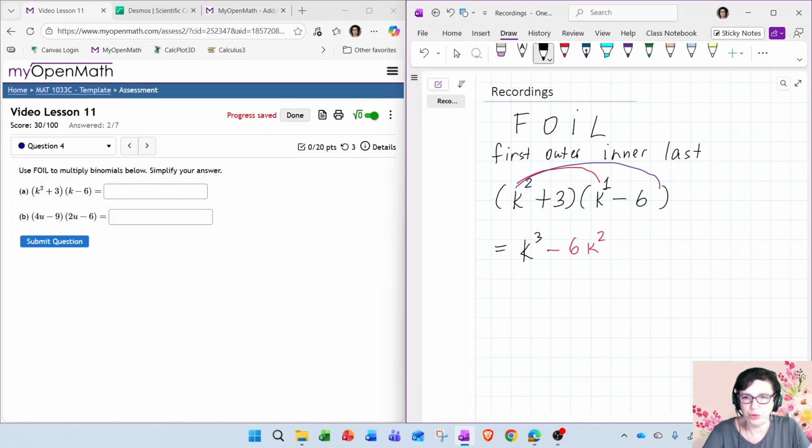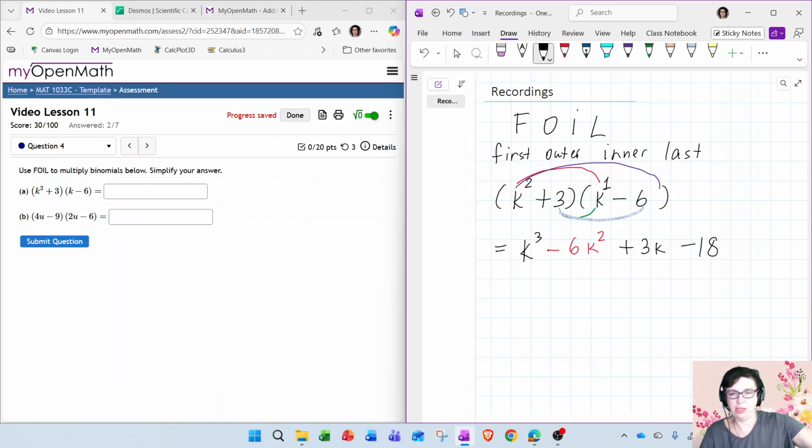The next one is going to be inner, actually. So the inner is going to be these two. That would be 3 times k, which is 3k, and that's a plus. Finally, it's going to be the last, which is 3 multiplied by negative 6, which is negative 18.